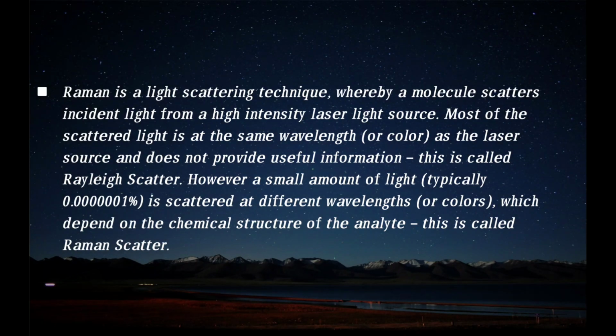Raman is a light scattering technique whereby a molecule scatters incident light from a high intensity laser light source. Most of the scattered light is at the same wavelength as the laser source and does not provide useful information. This is called Rayleigh scatter. However, a small amount of light is scattered at different wavelengths, which depends on the chemical structure of the analyte. This is called Raman scatter.